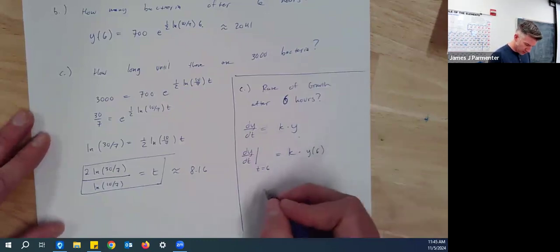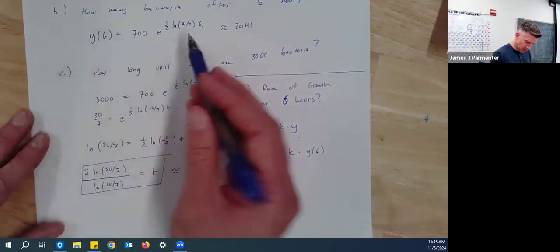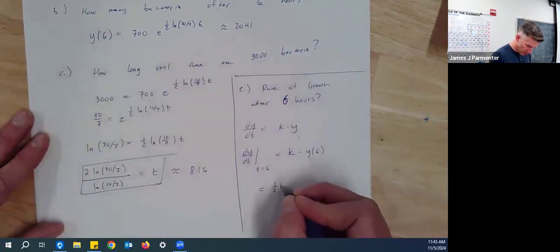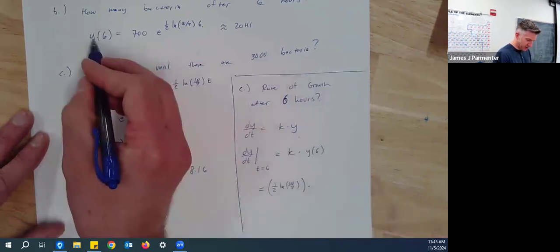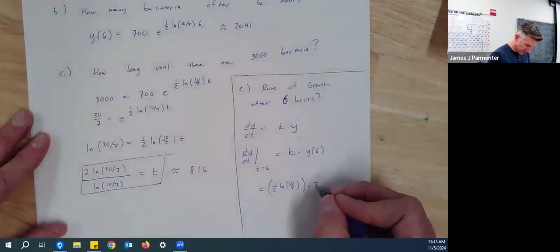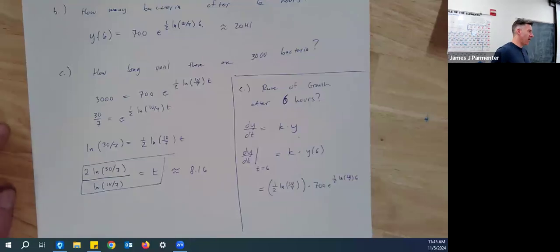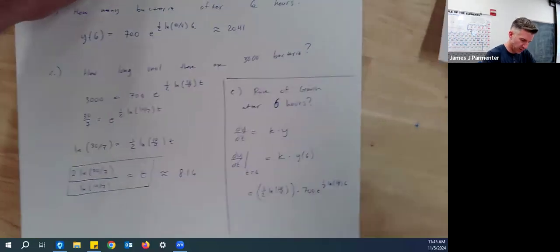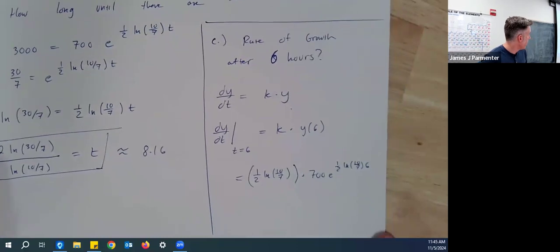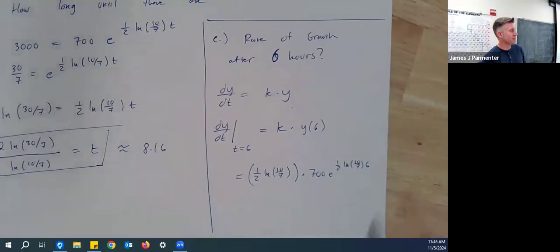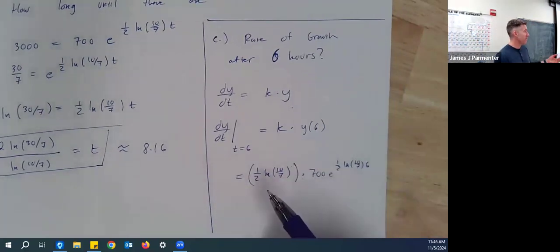So it's going to equal k, which is our 1/2 natural log of 10/7, times our y of 6, which is this terrible number here, 700 e to the 1/2 natural log of 10/7 times 6. I know it's kind of awful. I won't lie, it's actually more than kind of awful. But I feel like this is less work than actually taking the derivative.